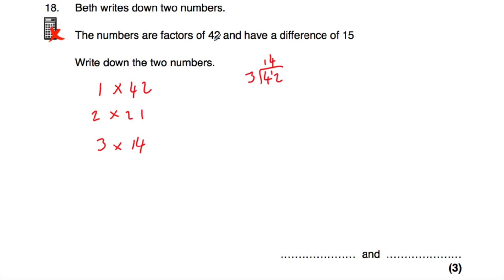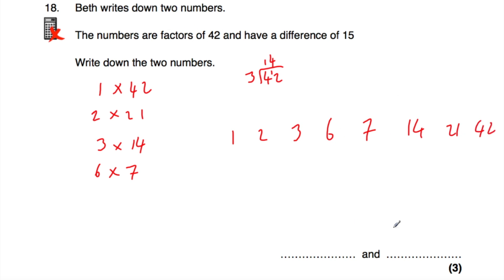And then 4, well, we can half it as 21. Half that again, no, that's not going to be a whole number. So it's not divisible by 4. 5, no, it doesn't end in a 5 or a 0. 6. 6 times 7 is equal to 42. And we're done. So the factors of 42 are 1, 2, 3, 6, 7, 14, 21, and 42. So they're the factors of 42.